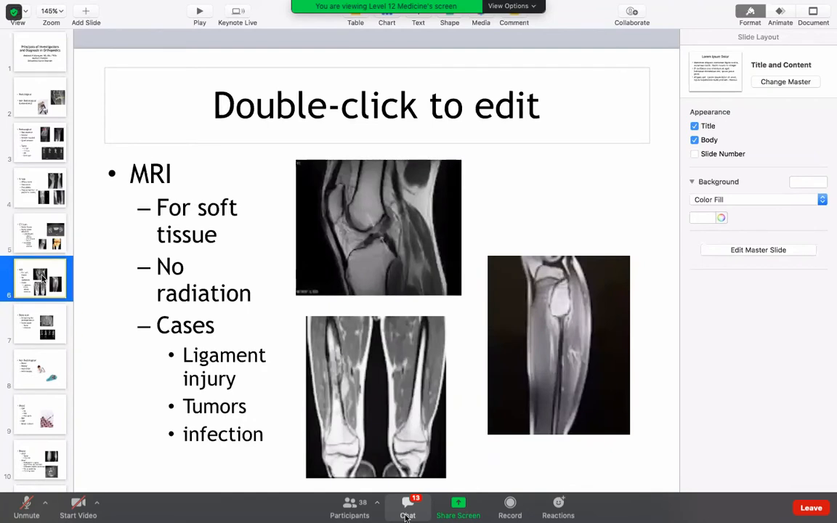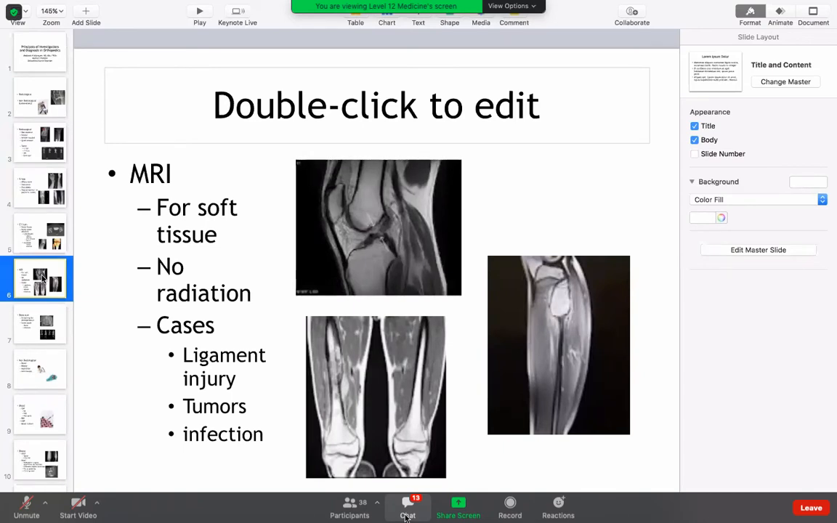MRI, with MRI there is no radiation. However, it is usually difficult to do because it takes time, creates a lot of noise, and usually there are not a lot of machines in the hospital. So most hospitals will have one or two machines. So usually getting an MRI appointment is very difficult and takes a long time. However, MRI is a very helpful imaging technology.